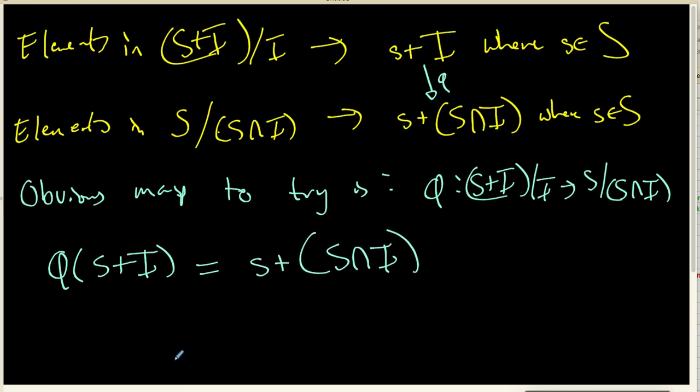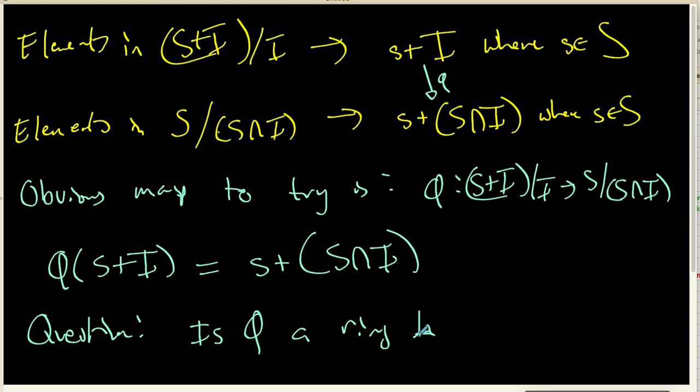And I want to end this particular video with the question: is phi a ring isomorphism? In other words, is phi a ring homomorphism that is one-to-one and onto?